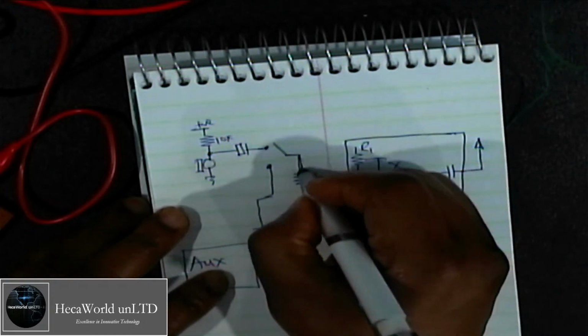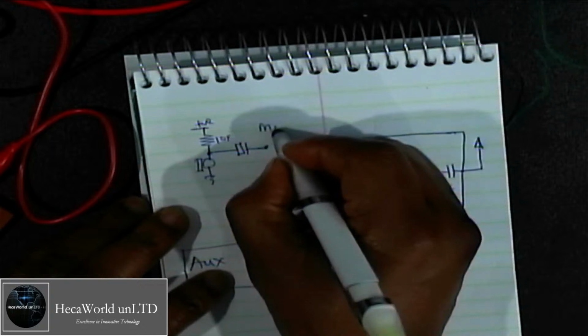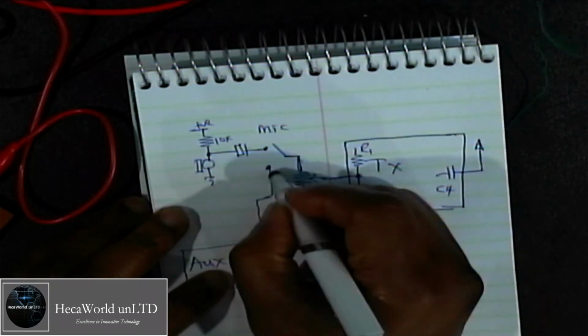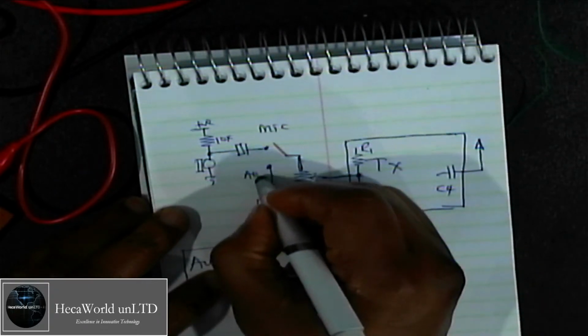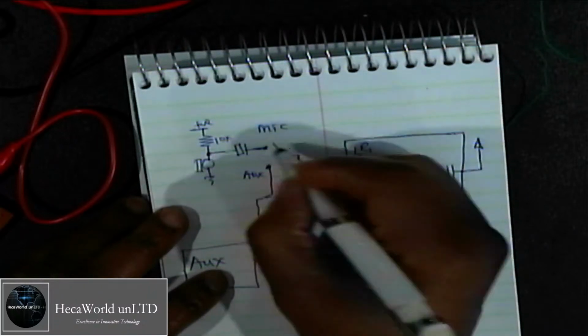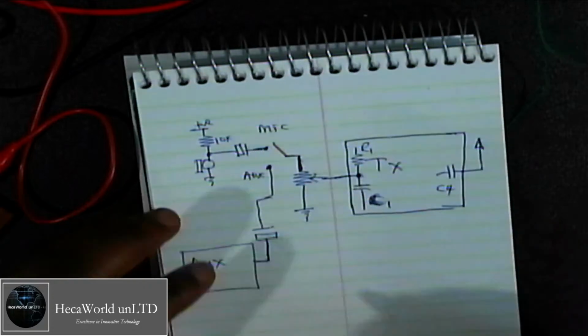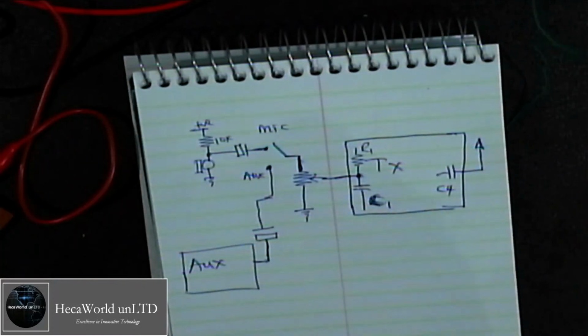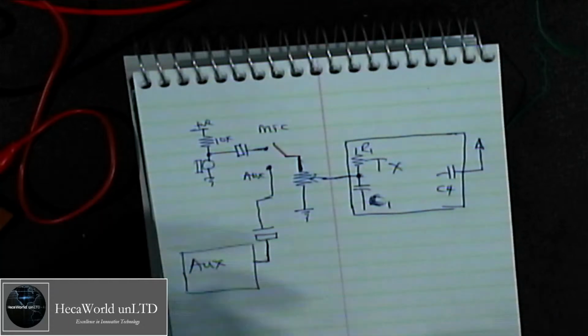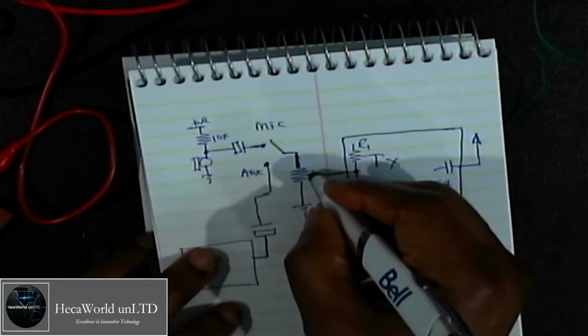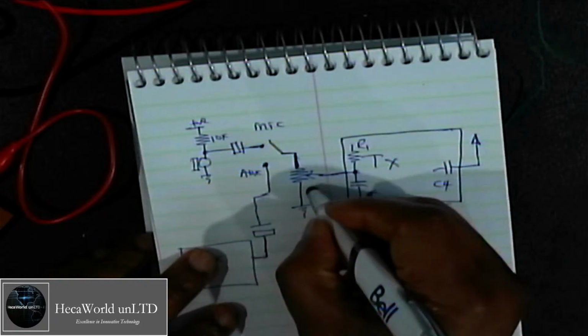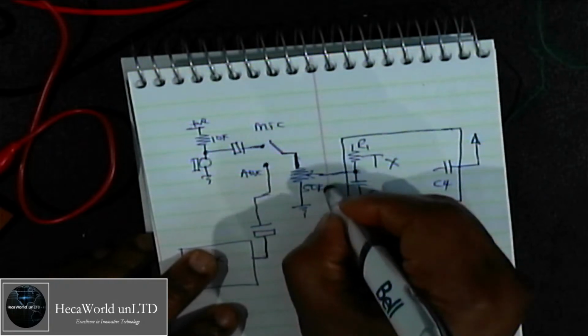So this is your mic input, this is your aux input. Alright, so you can use this to select the input. And in some cases, you want to use them at the same time. You don't really want to switch between them. So this variable resistor, let's just use 50 kilo ohms as a volume control.